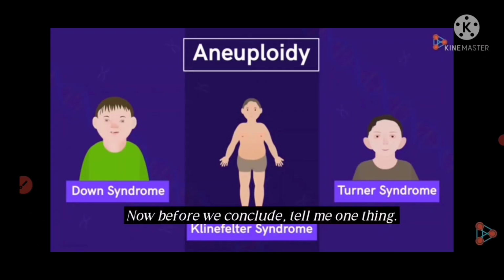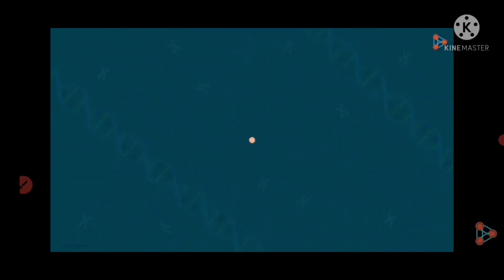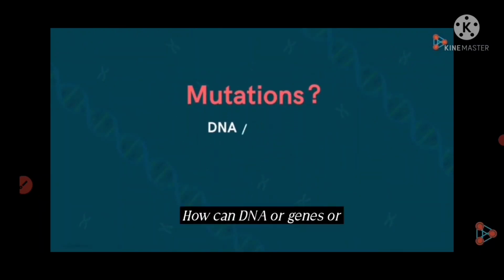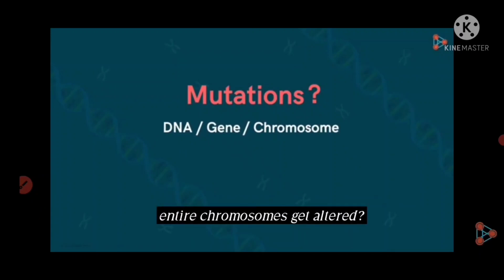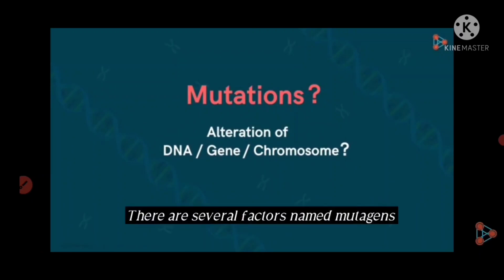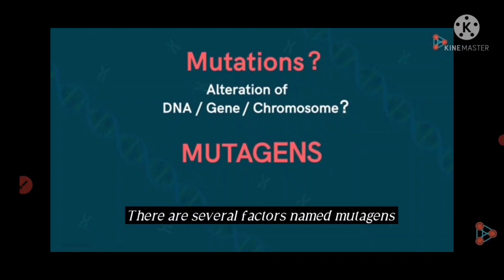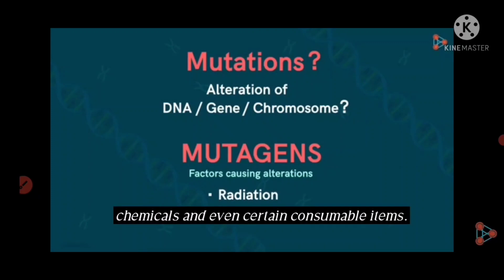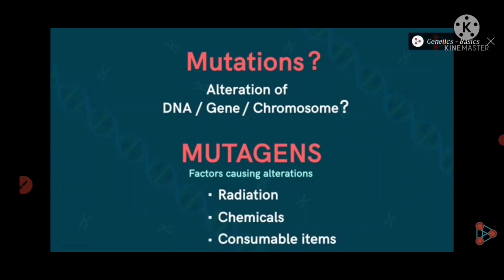Now, before we conclude, tell me one thing. What causes these mutations? How can DNA or genes or entire chromosomes get altered? There are several factors named mutagens which lead to alterations. Some of them include radiation, chemicals, and even certain consumable items.